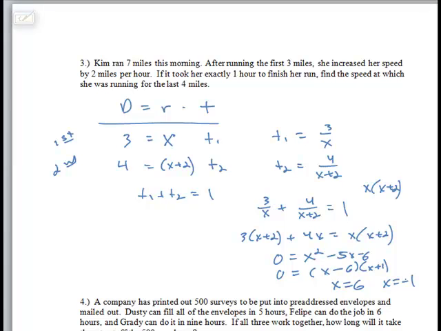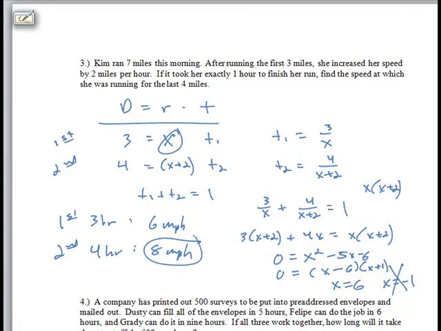2 possible solutions for x, which once again was the rate she was running for the first 3 miles. Well, rate can't be a negative number, so x is simply equal to 6 miles per hour. So for the second part of the trip, the remaining 4 miles she was running at 8 miles per hour, which is what the problem was asking for. So the final correct answer, 8 miles per hour.